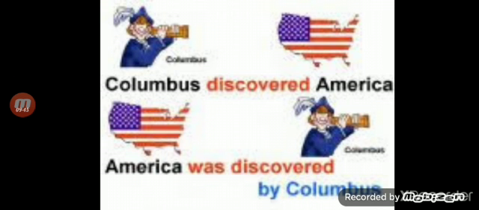Columbus discovered America. This is an active voice. How do we change it into passive voice? America was discovered by Columbus. So the subject Columbus is changed into the object. Discovered, there are some changes in the verb: was discovered. And the object will be changed into the subject.